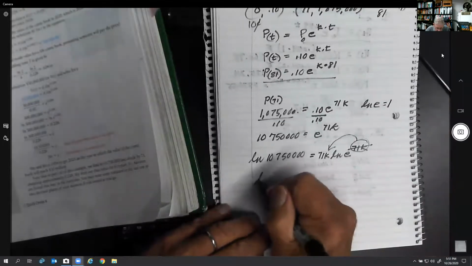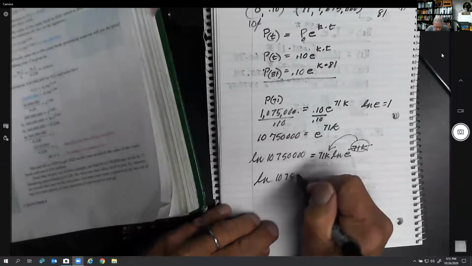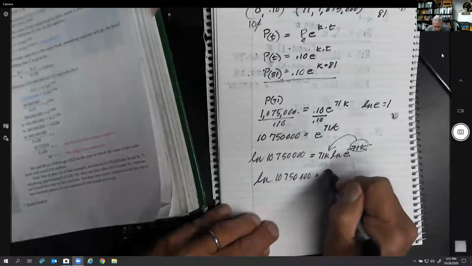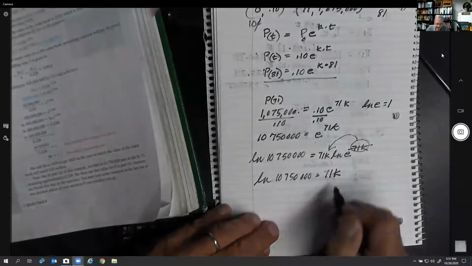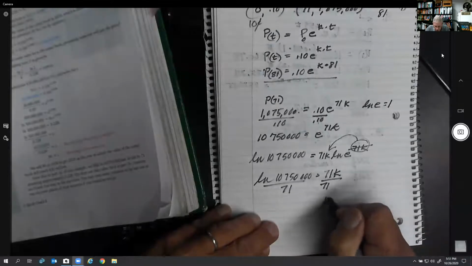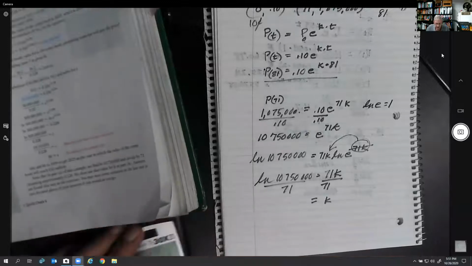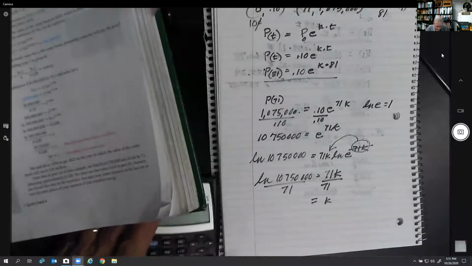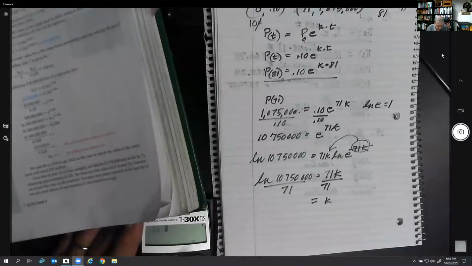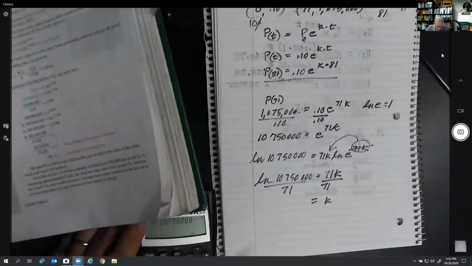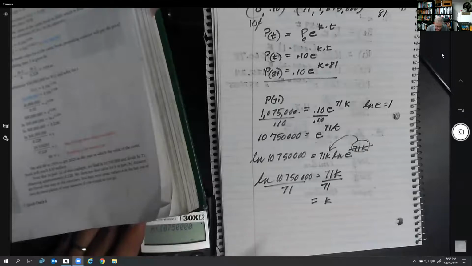So the natural log of 10,750,000 equals 71k. If I take that and divide by 71, I'm going to find my growth rate. That's what I'm trying to find, the rate at which it's growing, this constant rate every second of every minute. So it's going to be ln of 10,750,000, divided by, and I want to close off the parentheses.